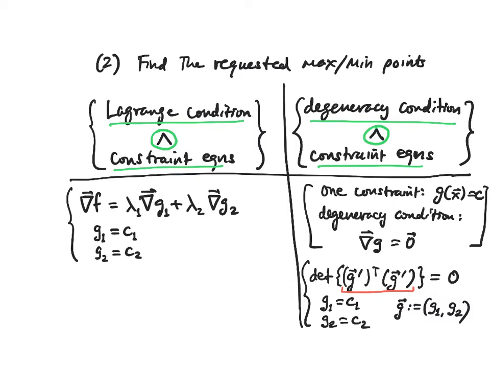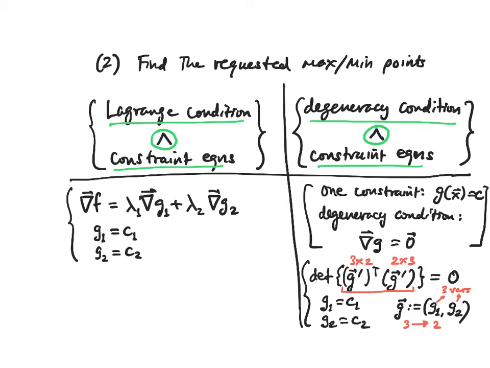Both g1 and g2 are functions of three variables. So the function g maps 3-space to 2-space, because its outputs have two components, g1 of the point and g2 of the point. That means g prime is of size 2 by 3. Remember that it's the codomain dimension first by the domain dimension. And then the transpose of that will be 3 by 2.